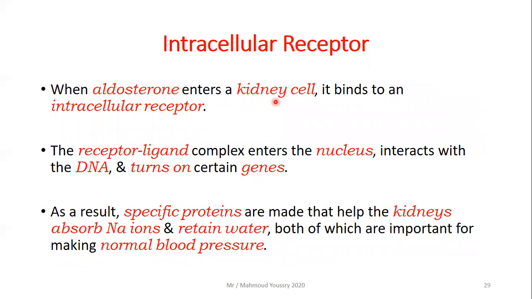When aldosterone enters a kidney cell, it binds to an intracellular receptor. The receptor-ligand complex enters the nucleus, interacts with the DNA, and turns on certain genes. As a result, specific proteins are made that help the kidneys absorb sodium ions and retain water, both of which are important for maintaining normal blood pressure. Yes, the concentration of sodium ions and water in the body controls the blood pressure of the body.